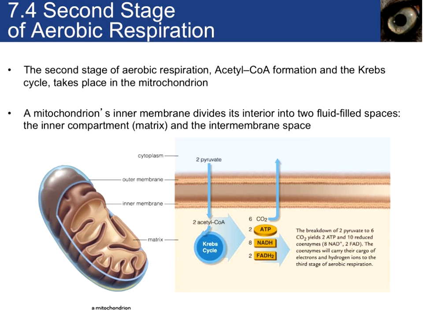Looking at the second stage of aerobic respiration, acetyl-CoA formation and the Krebs cycle take place in the mitochondria. A mitochondrion's inner membrane divides its interior into 2 fluid-filled spaces. So again, this is very similar to a chloroplast. You have an inner compartment, which is called the matrix, and then you have the inner membrane space, which is between the inner and outer membrane.